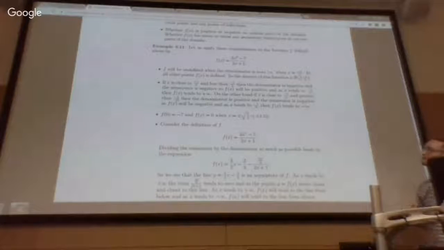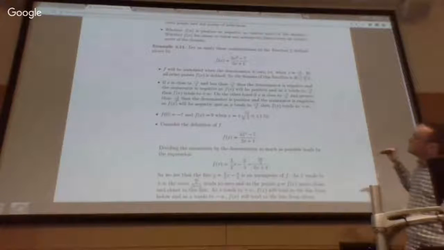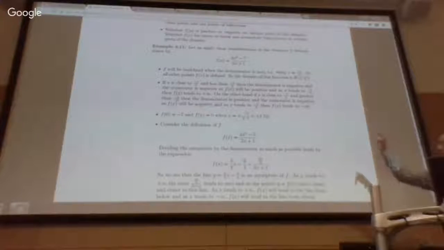Okay. So to summarize, as you're approaching minus a half on the positive side, the function is tending to plus infinity. When you're approaching minus a half on the negative side, the function is approaching plus infinity. And when you're approaching minus a half on the positive side, then f of x is going to be approaching negative infinity.